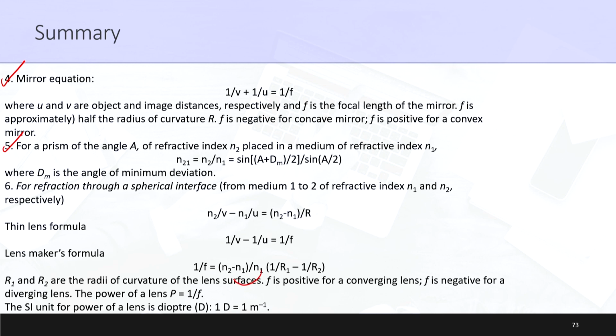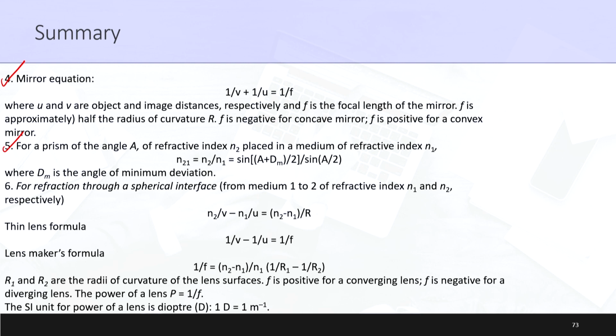So basically, if you add here, n2 by n1 will give you n21 and minus n1 by n1 will give you 1. Okay. Then r1 and r2 are the radii of curvature of the lens surfaces. f is positive for a converging lens, f is negative for a diverging lens, and the power of a lens is, you just need to remember this.